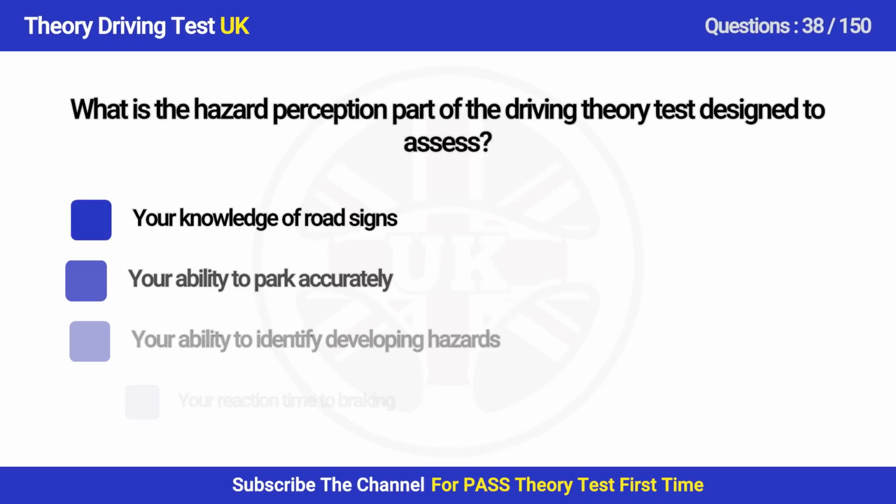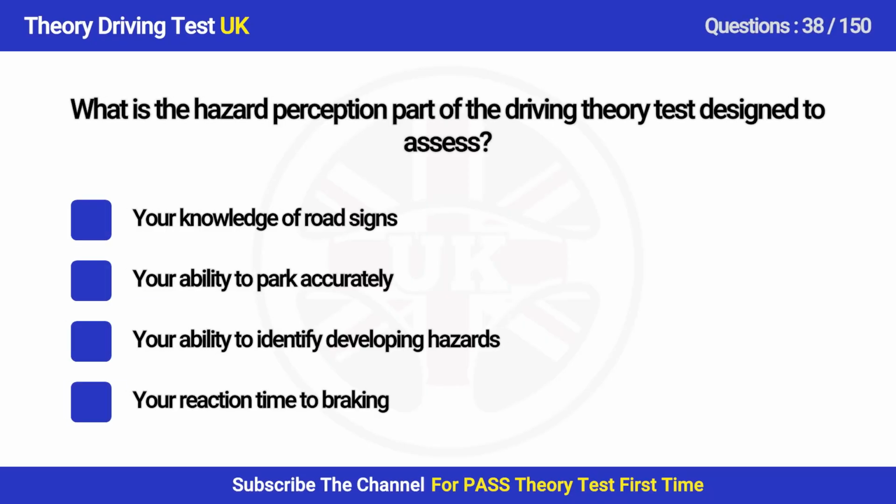Question 38. What is the hazard perception part of the driving theory test designed to assess? A. Your knowledge of road signs. B. Your ability to park accurately. C. Your ability to identify developing hazards. D. Your reaction time to braking.